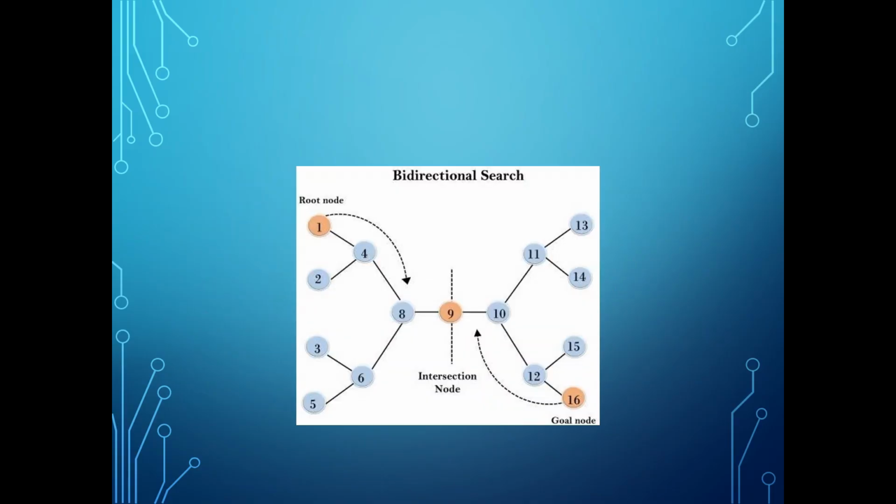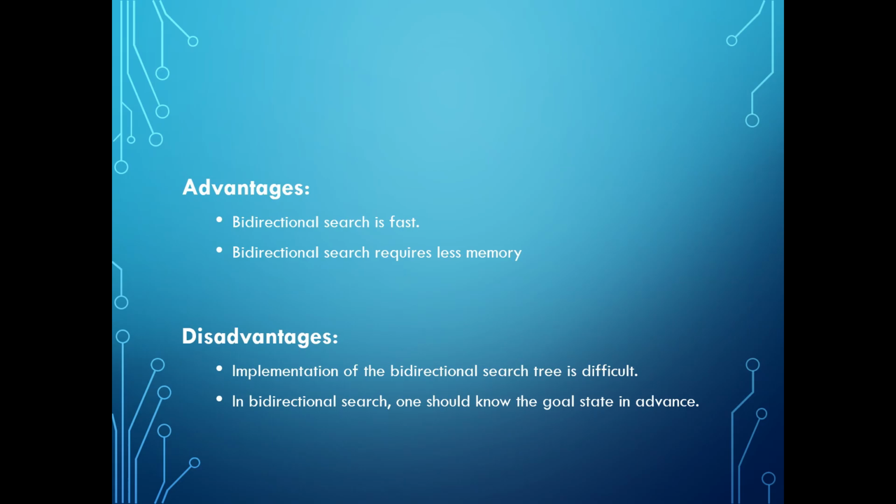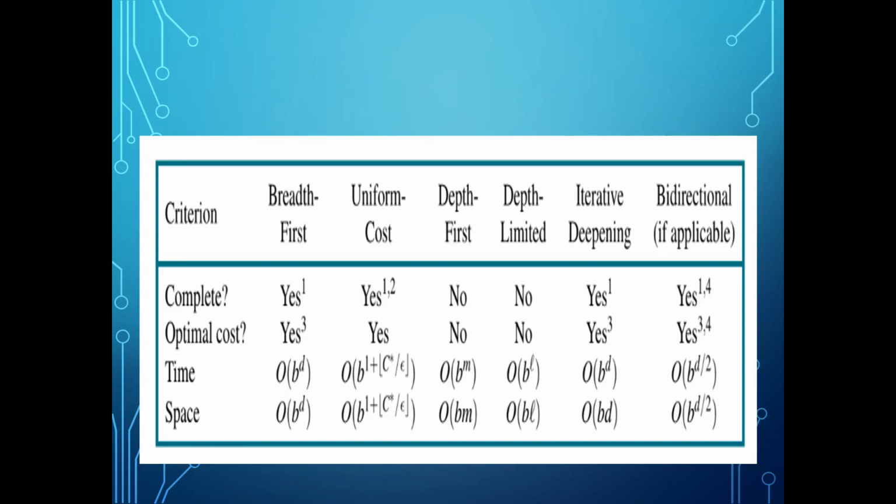So bidirectional search, in this example, the forward search begins at node 1 and the backward search begins at node 16. Both searches meet at node 9. This point of intersection gives us the solution path with far fewer node expansions. Bidirectional search pros and cons. Here the advantages are it is much faster than unidirectional search and it requires less memory. The disadvantages are it is hard to implement, it requires knowing the goal state clearly, and backward actions may not always be defined.